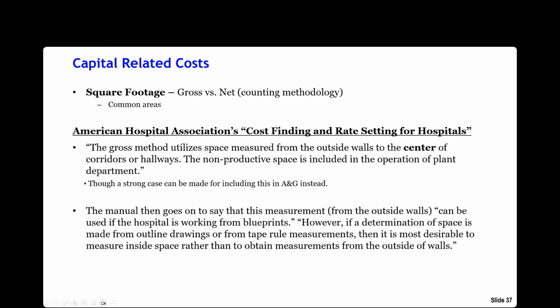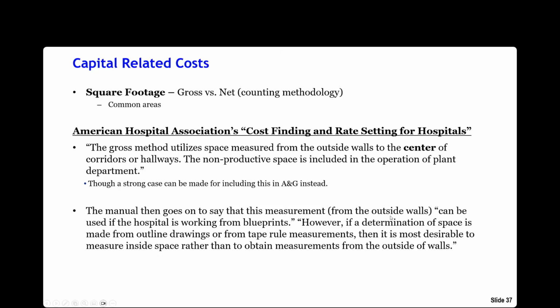Every single square foot in that hospital is going somewhere. If it's non-productive space that can't be easily tied to a normal cost center, a revenue-producing cost center, it just gets included in the operation of plant cost center, a general service cost center, which of course would be allocated separately. You could argue perhaps that A&G might make more sense than operation of plant, either one, but the point is it's not going to a normal revenue producing cost center.